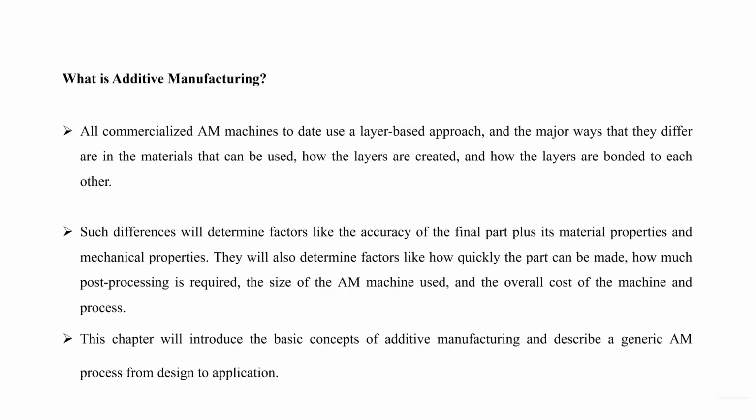All AM machines use the same approach of layer by layer, but the difference will be the material and the way of creating or bonding the layer, which will determine properties like accuracy, mechanical properties and material properties of the final parts. These also determine the cost, the time taken for the model, as well as the amount of post-processing required for it.